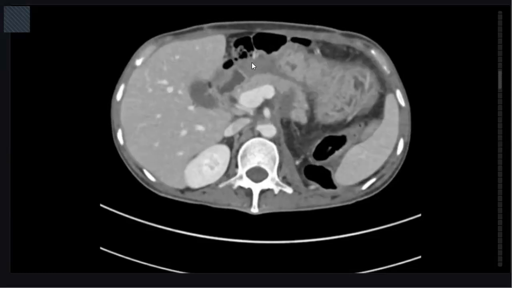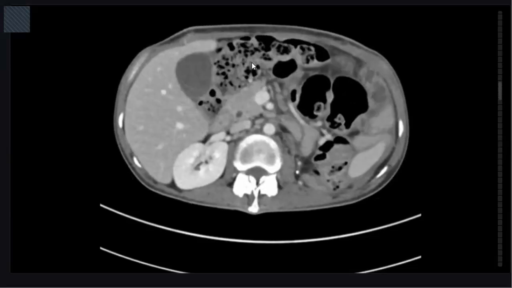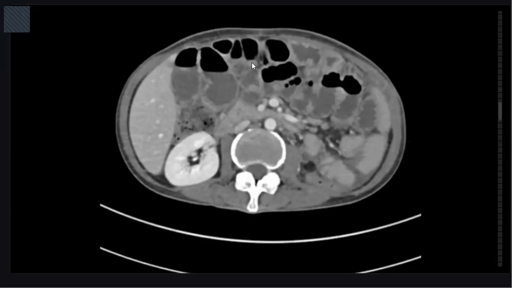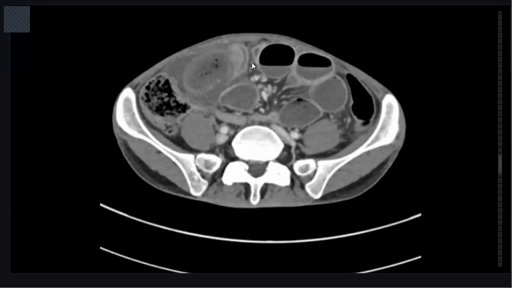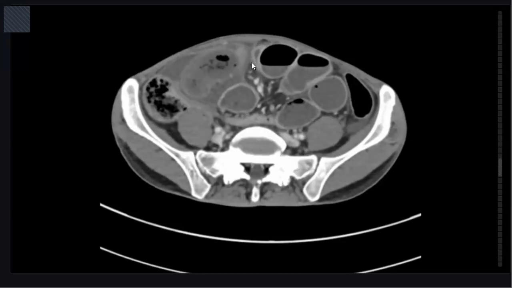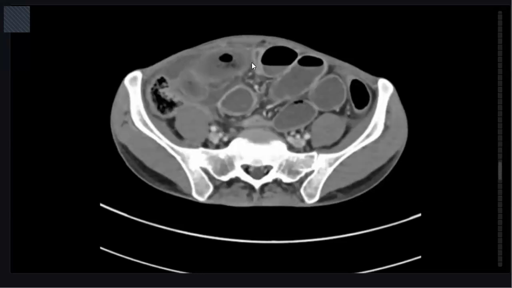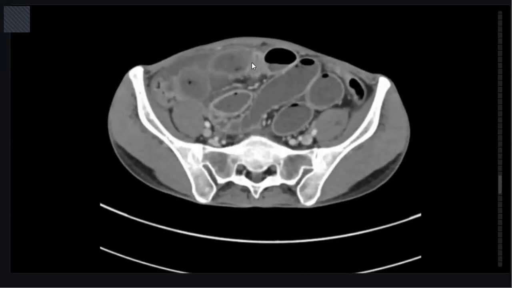Also, there is hepatosplenomegaly seen, and the bowel loops are seen with hyper-enhancing wall with mild ascites at the right iliac region. There is also a small bowel feces sign.